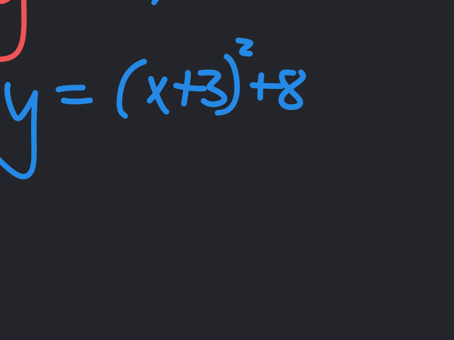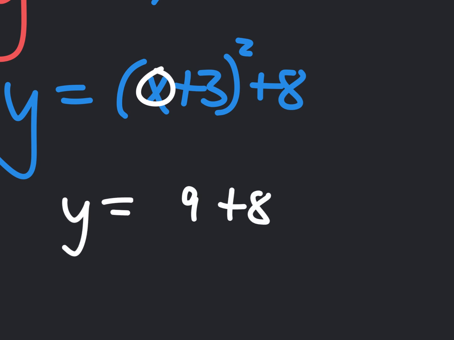The y-intercept is where x is 0. Y equals 0 plus 3 is 3. 3 squared is 9 plus 8. Who had 17? Raise your hand if you had 17. Awesome. See how it's not that bad to find x-intercepts and y-intercepts? The x-intercept, you stick in y is 0. Y-intercept, stick in x is 0.